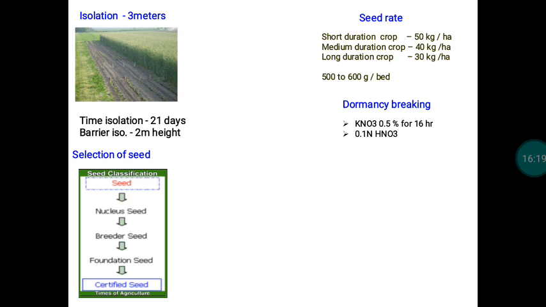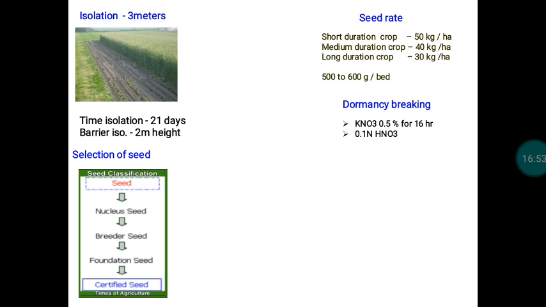We have to decide whether we are going to follow space isolation, time isolation, or barrier isolation. If the facilities are available, all the fields are owned by you, and there won't be any other varieties in and around your paddy seed production field, then it is better to follow space isolation. If there is any problem with maintenance of space isolation, in these cases you can follow time isolation, particularly in the case of paddy.